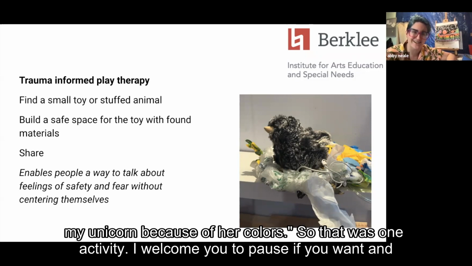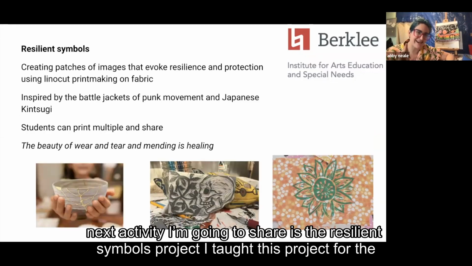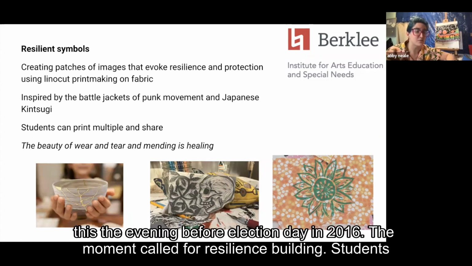So that was one activity. I welcome you to pause if you want and give this activity a try, or talk about how you might spin it for your class and modalities. The next activity I'm going to share is the Resilient Symbols Project. I taught this project first time at Boston's Theater Offensive, which empowers queer youth through theater. And I taught this the evening before Election Day in 2016.